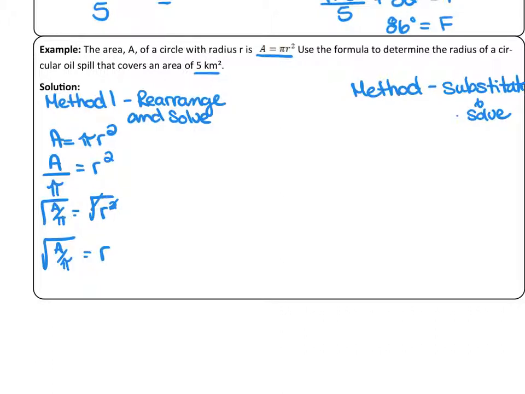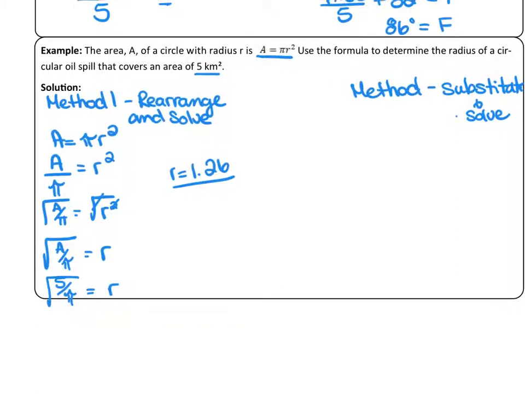Super simple now. We're just going to plug in 5 kilometers squared for A and solve for r. So 5 divided by pi, I'm going to square root it, is equal to r. And when I calculate it, 5 divided by pi, and then I take the square root of it, I get that r equals 1.26. So that's the one way. You're going to rearrange it first and then solve it at the end.